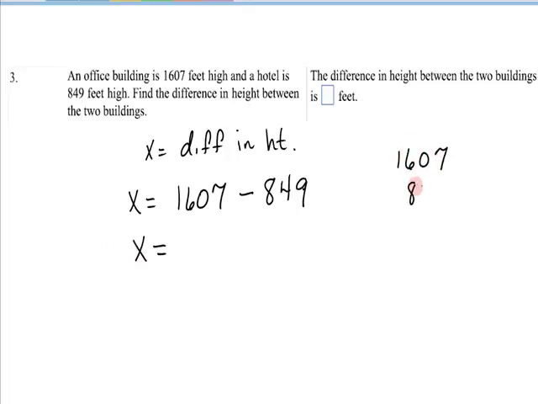1607, 849. Can't subtract there, can't borrow from a 0, got to go all the way down here, drop off a 1, borrow from it. Now I have 9 from 17 is 8, 4 from 9 is 5, 8 from 15 is 7. So the difference is 758. The difference in the height between the two buildings is 758.